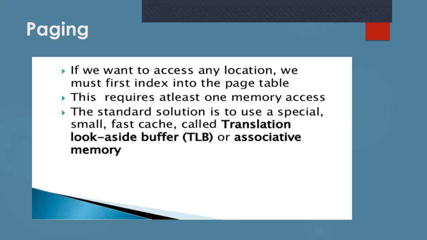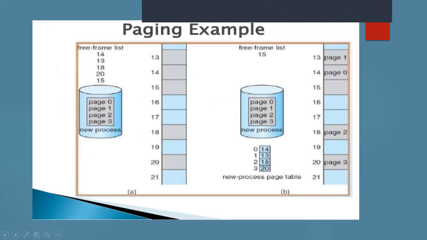If we want to access any location, we must first index into the page table. That means for the page table, the index is needed, just like it is explained in this diagram. See, here also the representation that page 0 is found in the 14th frame. See, in 14 there is page 0. So this is the representation.